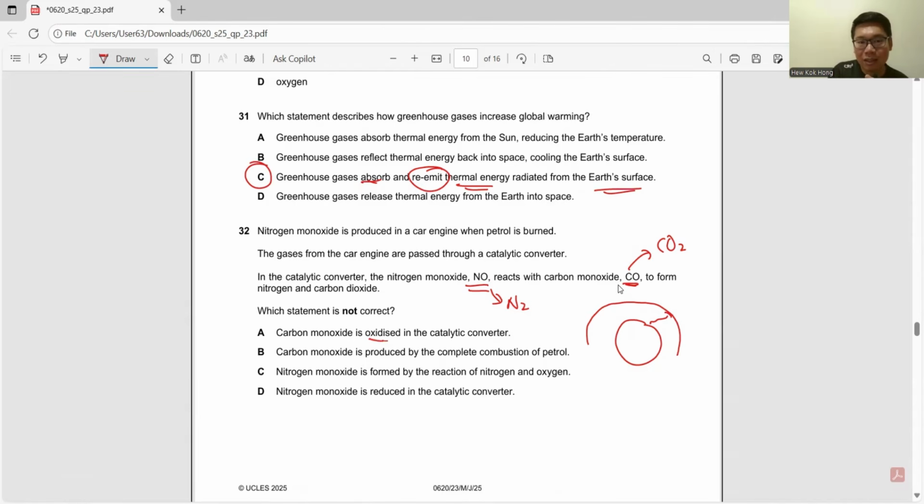A, they say carbon monoxide is oxidized. Yes, correct. B, carbon monoxide is produced by the complete combustion of petrol. No, it's because of the incomplete combustion. C, nitrogen monoxide is formed by reaction of nitrogen and oxygen in the engine. Correct. D, nitrogen monoxide is reduced in the catalytic converter. Correct, reduced to nitrogen. So the answer is B.